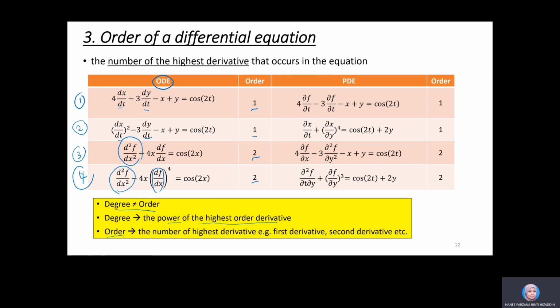Next, look at the PDE. Similar to ODE, we look at the order of the highest derivative that occurs in the equation. The first one only involves the first derivative. The second one also involves only the first derivative, so both are first order, whereas the third one has a second derivative, that's second order, and the fourth one has a second derivative, that's also second order. So here it's just the degree. It doesn't have anything to do with the order of the differential equation.